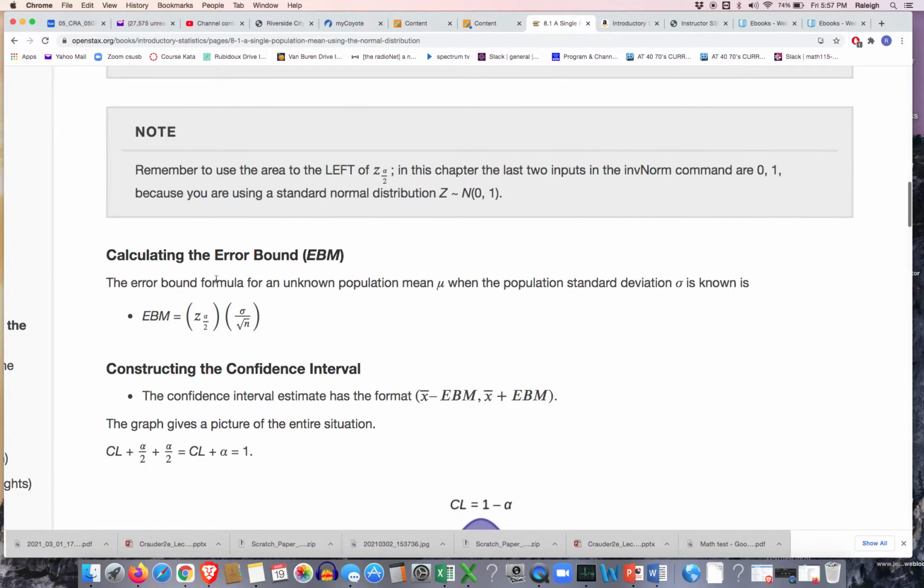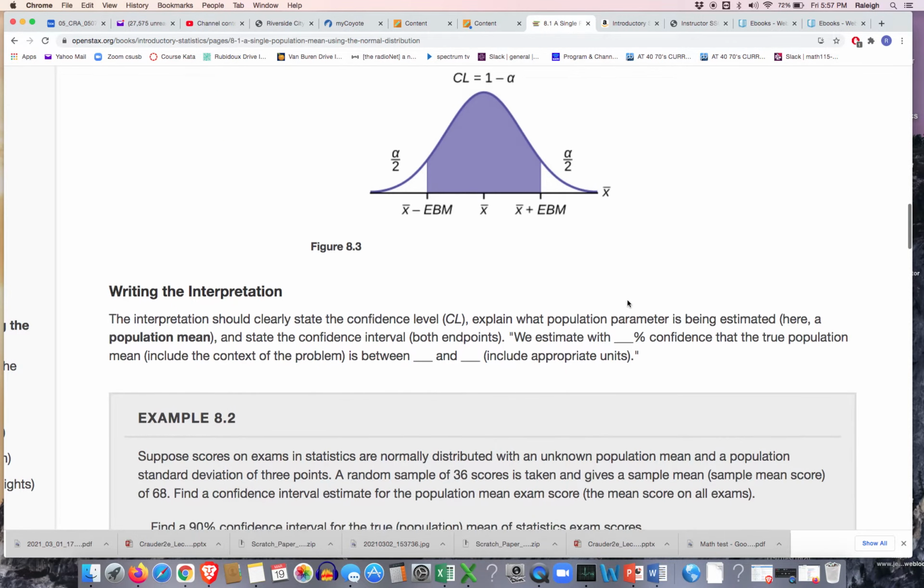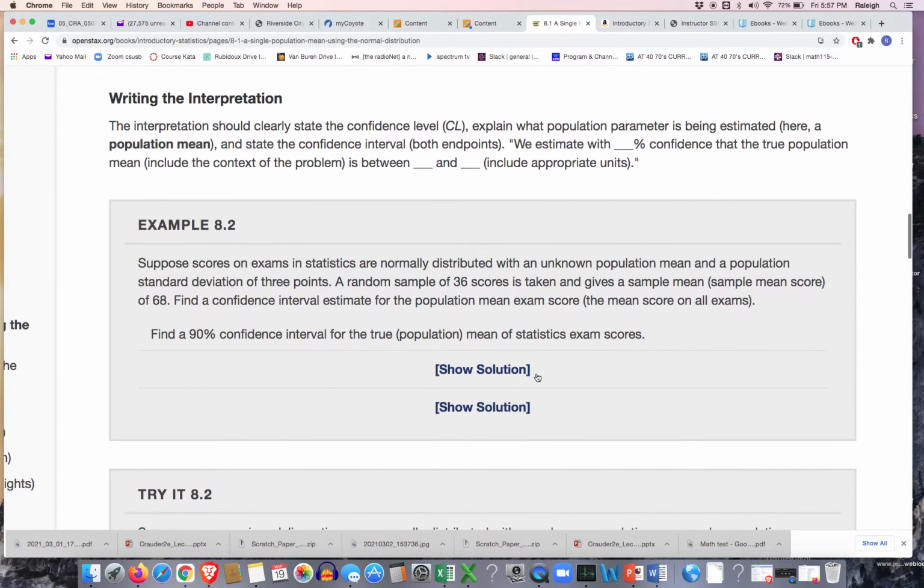Well, anyway, the error bound is just the z value times sigma over the square root of n. And that's going to be what you add and subtract. They go through a little bit of algebra here, showing the alpha over 2's, and then the 1 minus alpha. The sum, of course, adds up to 1, as it must always do with a normal curve. And they have a formal write-up here. I'm not quite so formal as this, but it's never a bad thing to do this. State the confidence level, explain what the parameter is, and state the confidence interval. We estimate with so-and-so confidence that the true population mean is between so-and-so and so-and-so. And you could include units, which is never a bad idea either.